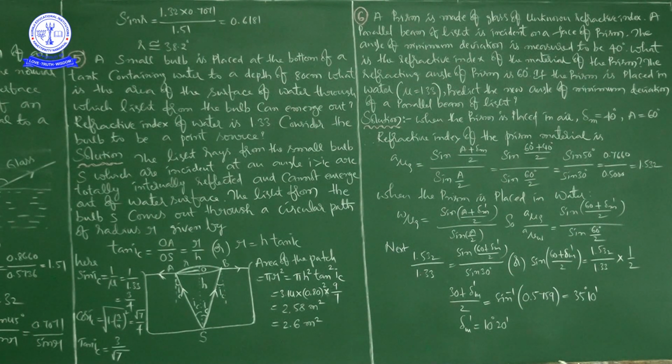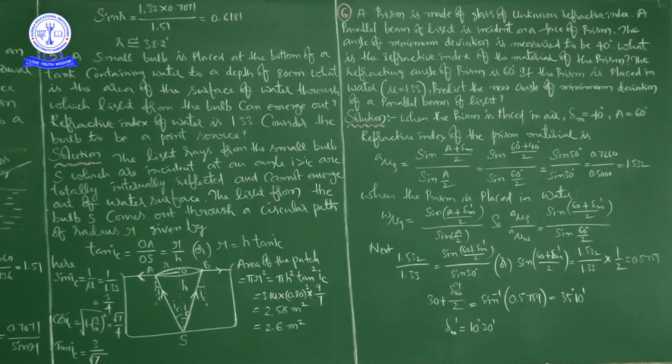And the cross multiplication. Otherwise, you just take this sin 30 to this side, then it will multiply the whole of this part with 1 by 2. Then sin (60 plus delta M dash) by 2 is equal to 1.532 by 1.33 into 1 by 2, right? So this is what 30 plus delta M dash by 2, right? After completion of this step, if you do this mathematically, you will get it as 0.5759.